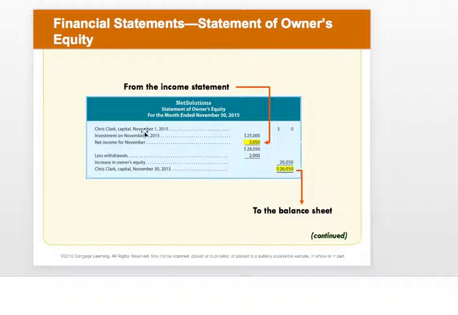Chris Clark capital at the beginning of the year was $0. That's because we didn't have a business until this year. So anytime you have a new business, the beginning capital is always $0. His investment was $25,000. Net income $3,050. His withdrawals were $2,000, which makes ending capital $26,050. Then you're ready to complete the balance sheet.